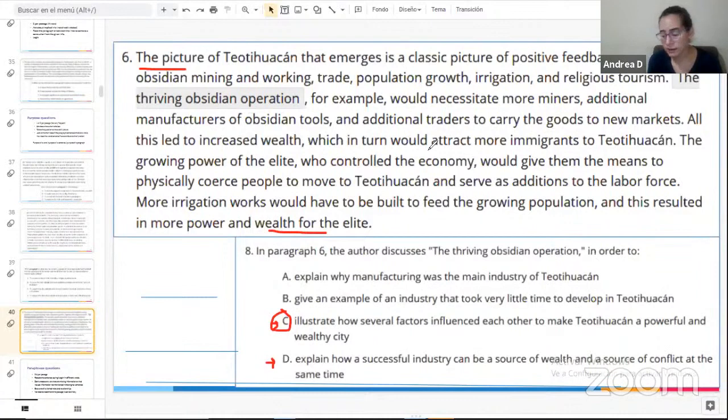Now, something else I want to say is that within a paragraph, most of the things are going to support that main idea. Everything that's mentioned in the paragraph is trying to prove that claim. And what's that claim? That the picture of Teotihuacan is a picture of positive feedback among different factors. So they all had positive feedback among each other, and that's what everything's going to be there for.